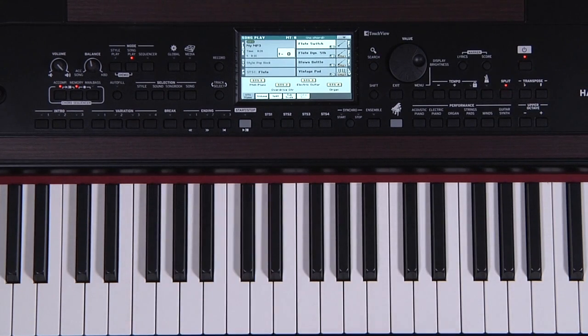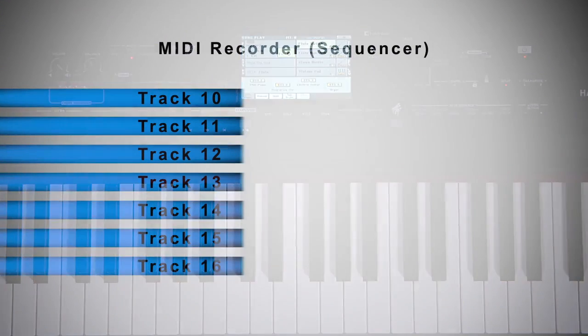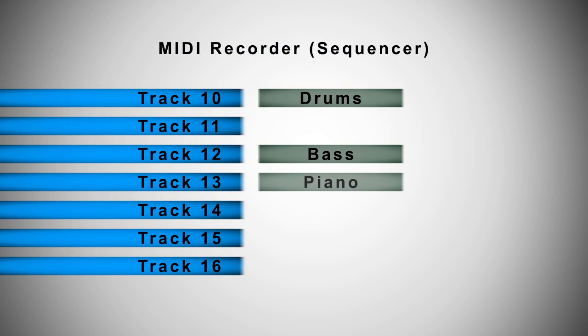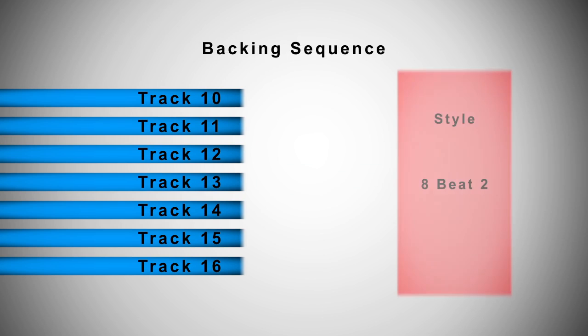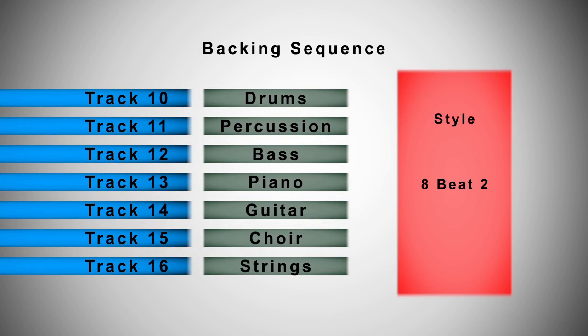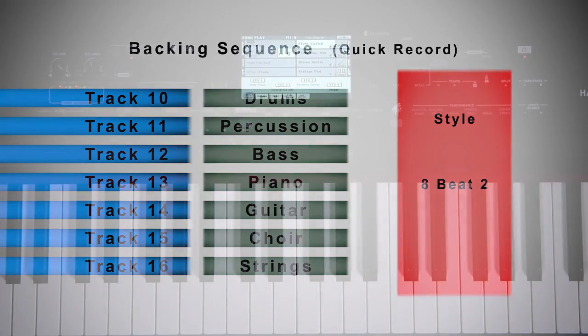Now let's record using backing sequence. With most MIDI recorders, you have to record each track separately. Record the drums, then record the bass, then record the piano, etc., which can take a long time. With backing sequence, you use any style and simply play the chords and select the style elements like variation 1, ending 2, etc. As you play, each of the accompaniment tracks is recorded on a separate sequencer track simultaneously. That's why it's sometimes called quick record.